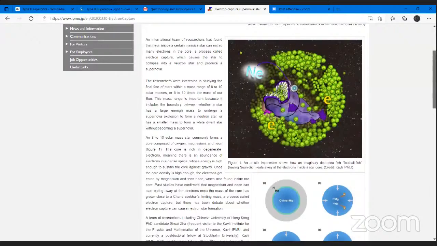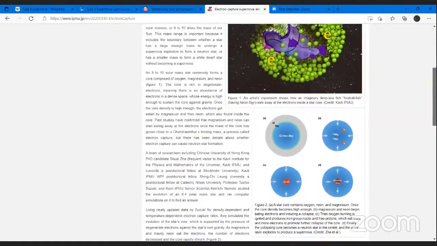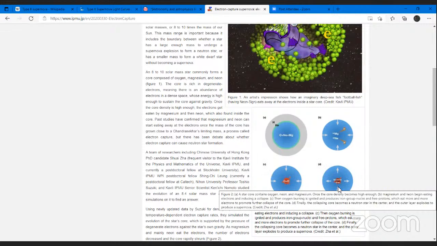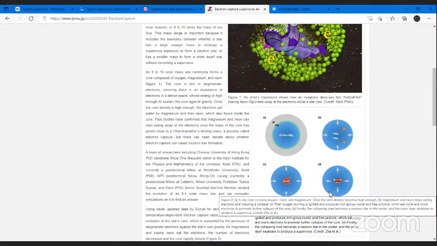In this diagram, you can see that when fusion starts, it starts from hydrogen, then helium, and then it keeps on moving. When it reaches the neon phase, the neon has the capability of capturing electrons, so that it ultimately forms a neutron star, and this type of collapse is totally different from core collapse, as you can see.